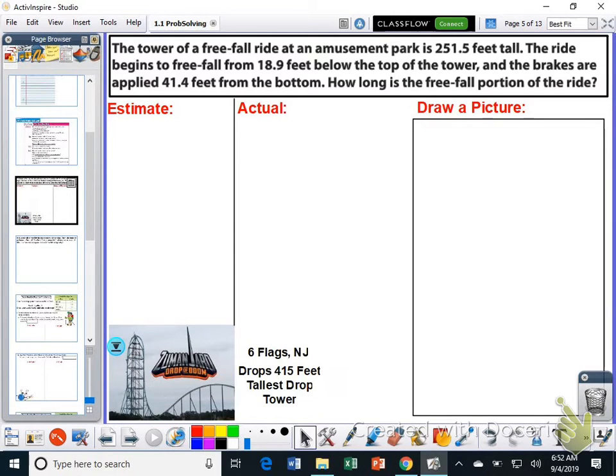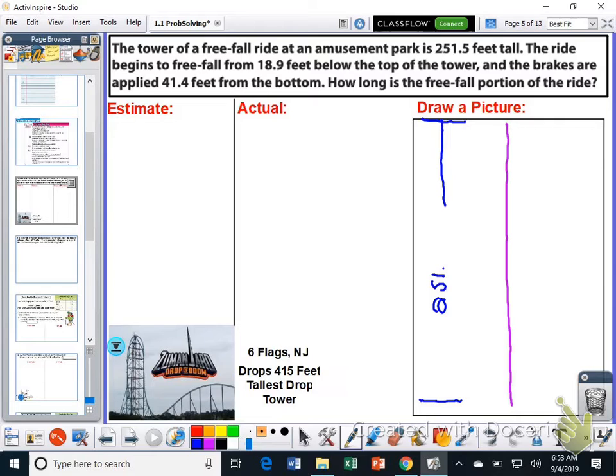So I am a picture person, so it doesn't have to be anything special. It just is a picture, just to help me kind of get an idea of what I'm doing. So it says a tower free fall amusement park ride is 251 feet. So if I were to just draw just a line to represent the tower. Like I said, it doesn't have to be anything special. So I have a tower here, and I know that the total feet for this tower, from top to bottom, that whole thing here, is 251.5 feet. Okay, so that's 251.5, that total distance.